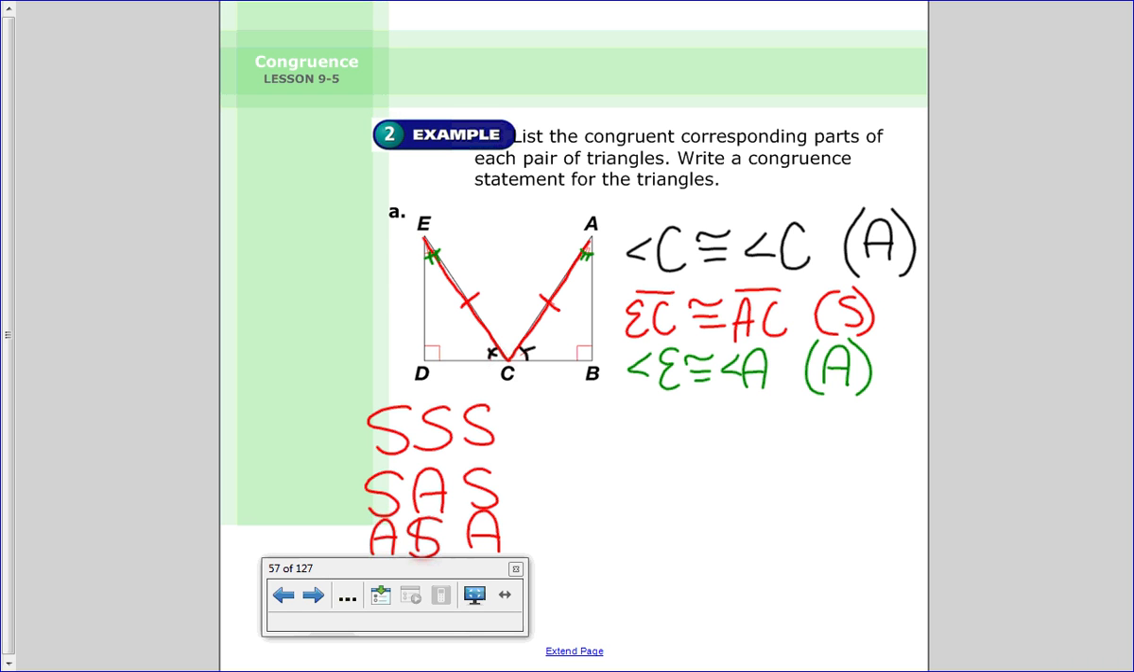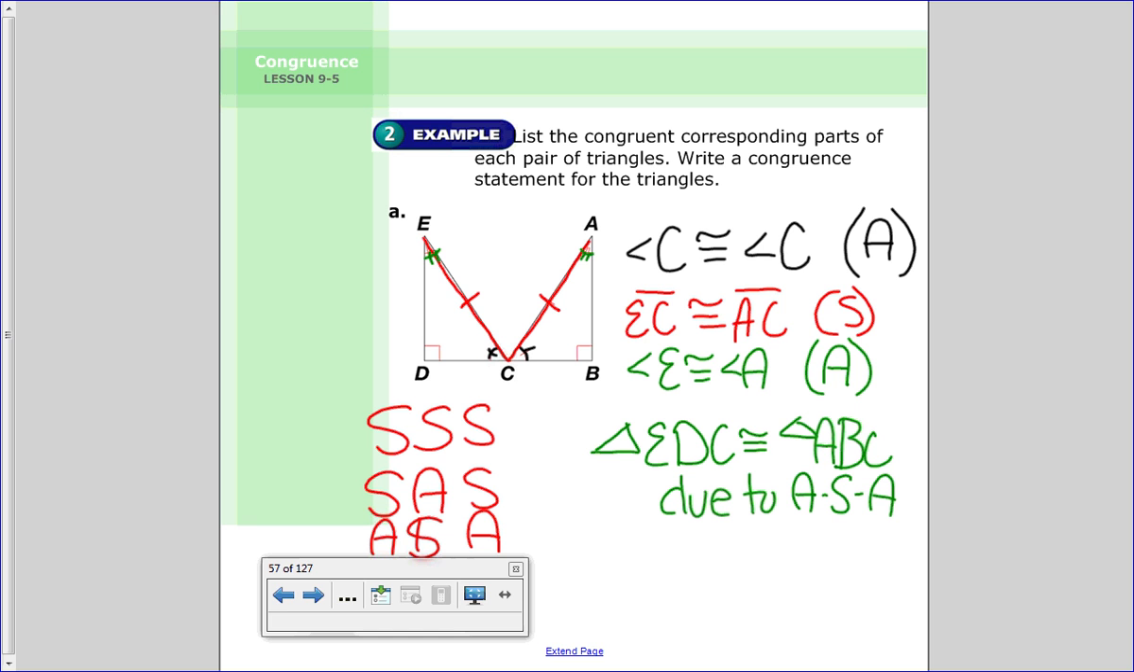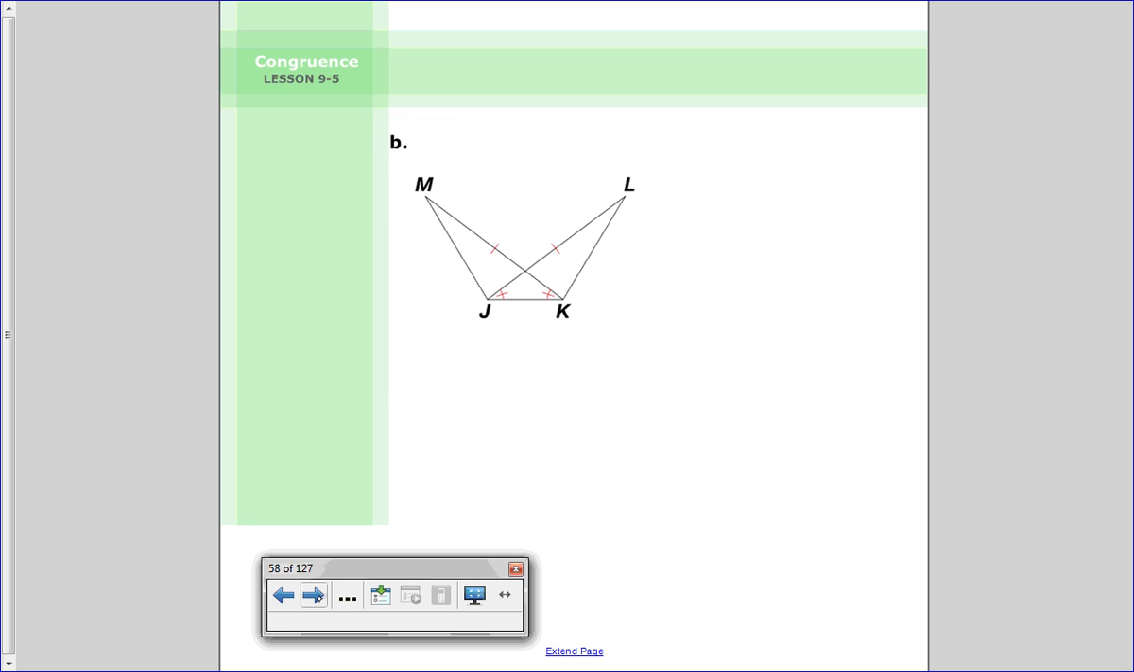So we can say, all right, triangle EDC is congruent to triangle ABC due to angle, side, angle. There we go. So that's one way to do it. And then we have another example that we can try. Here's B. We have a triangle MJK and triangle LKJ, that we have to decide if they're congruent or not.